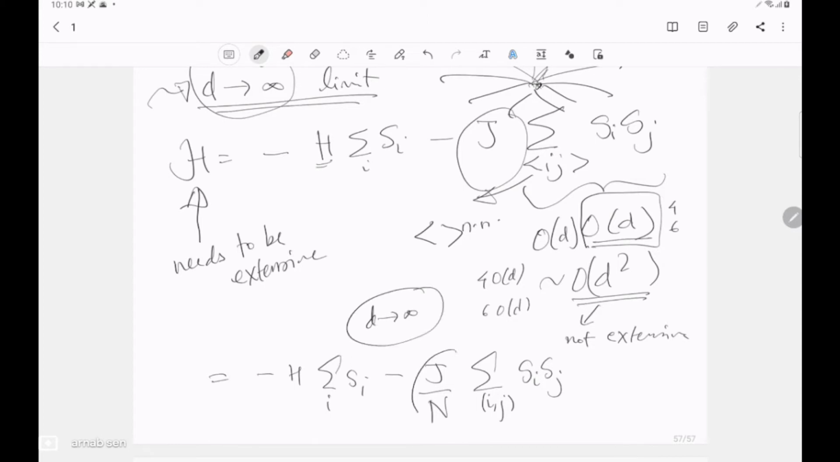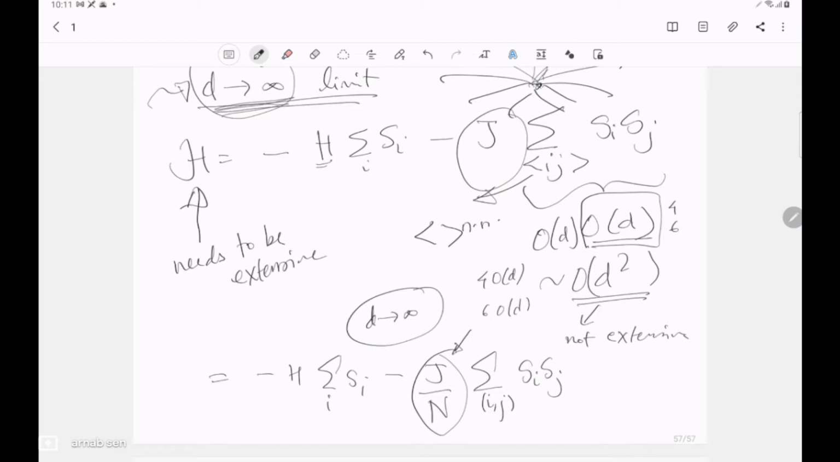Is this point clear? Why am I normalizing things like this? So that even in this limit, the energy is extensive, which is a necessary condition for thermodynamic phases. Is this clear? So usually we don't do it because the number of neighbors is finite, right? Suppose you're in 2 dimensions or 3 dimensions or 4 dimensions. But if you're in a very high dimension, then you need to do this. Otherwise, the energy is not extensive. Is this clear? Yes, no?